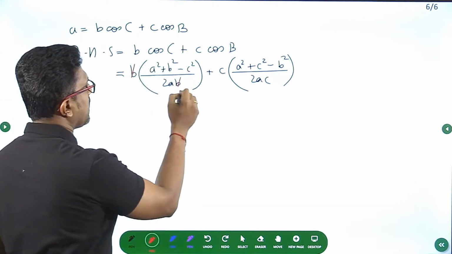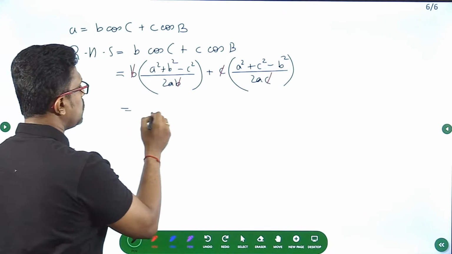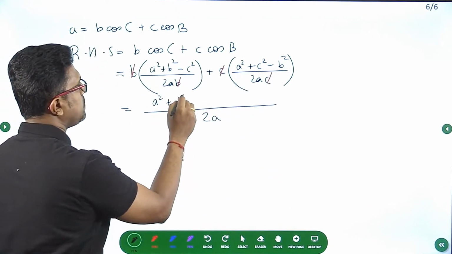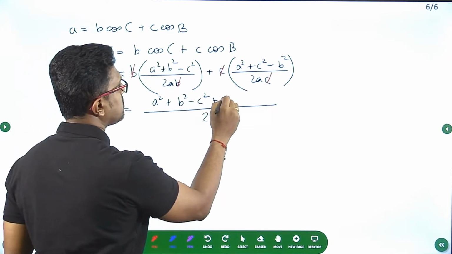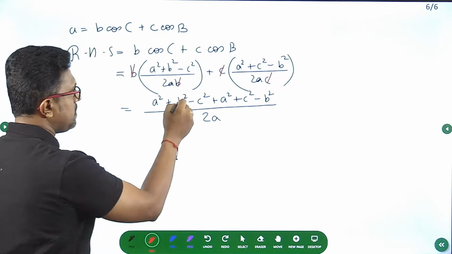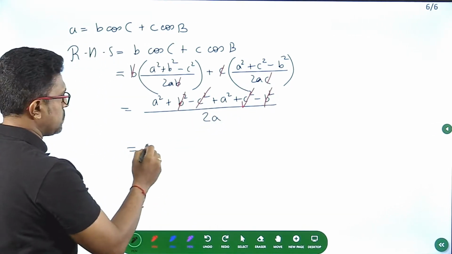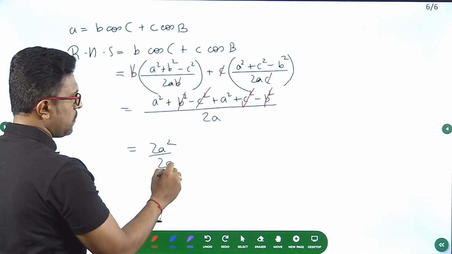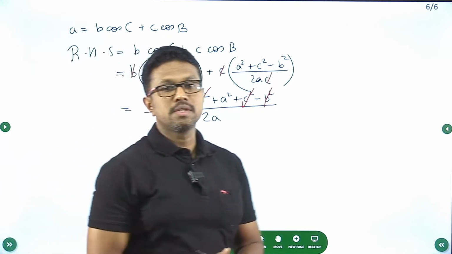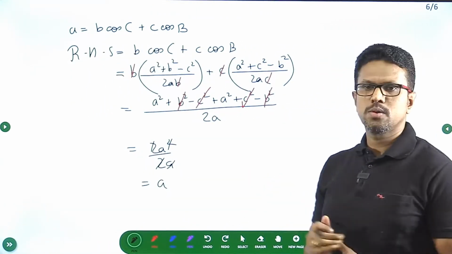So b and b will cancel, c and c will cancel. What is left? The LCM is 2a. a square plus b square minus c square plus a square plus c square minus b square. So if you observe properly, b square gets cancelled, c square gets cancelled, a square plus a square is 2a square upon 2a. What is left is just a. So this proof is so much more easy to understand also.